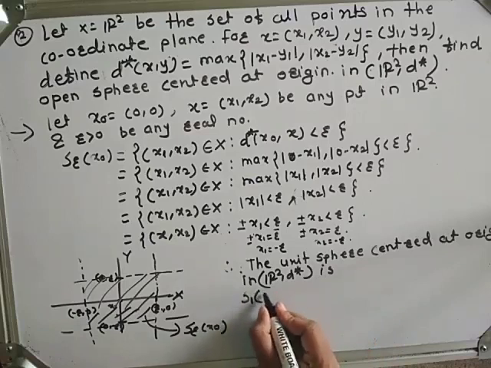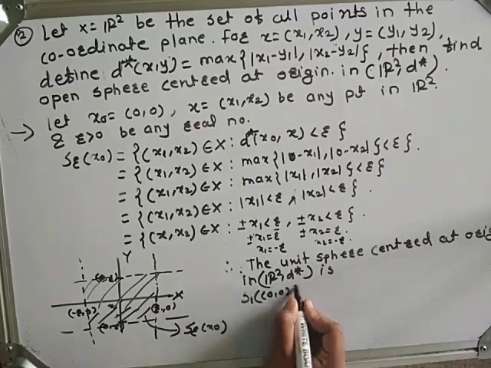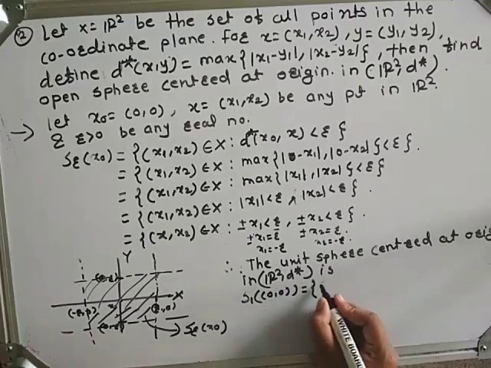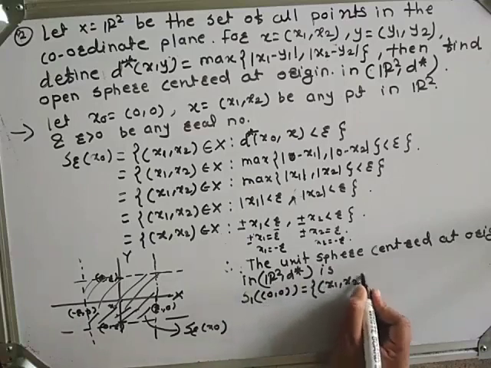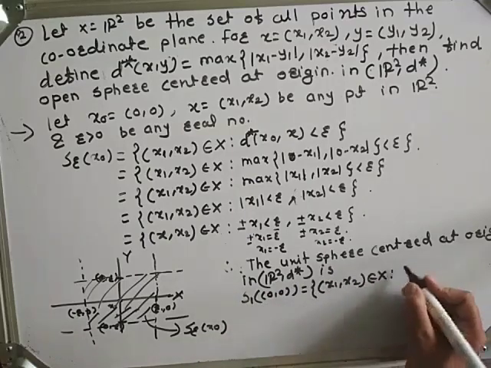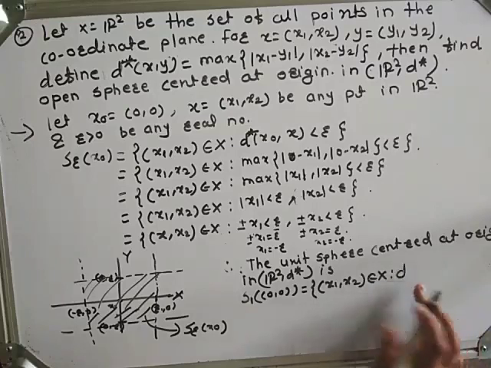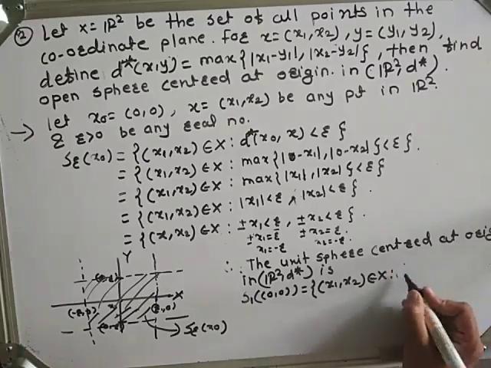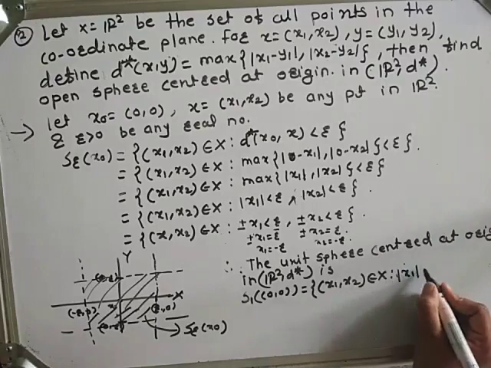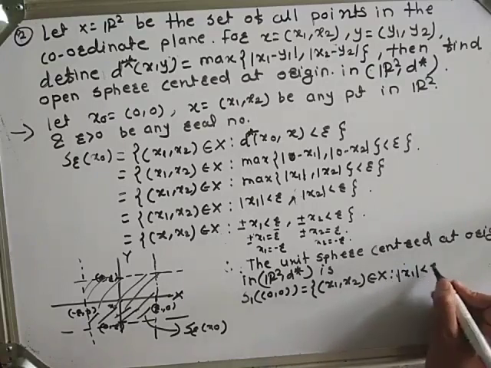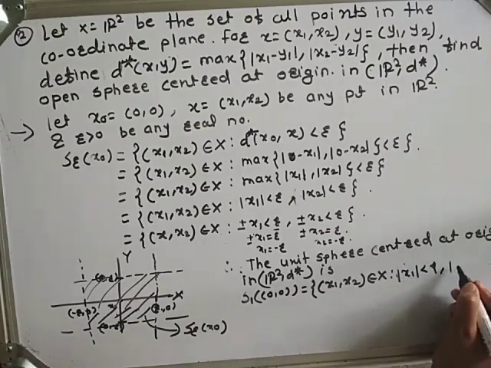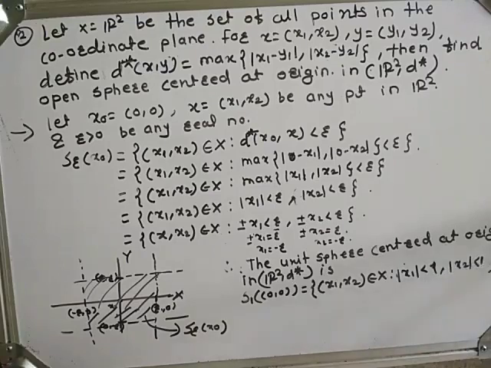S1 of the ordered pair 0, 0 is equal to the set of all ordered pairs x1, x2 belonging to capital X such that mod of x1 is strictly less than 1, mod of x2 is strictly less than 1.